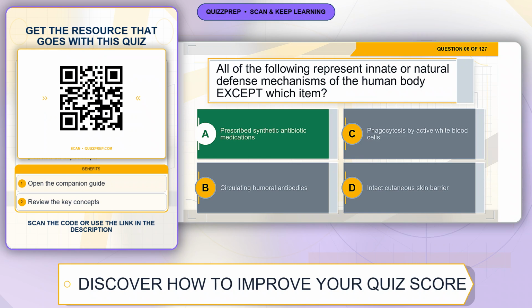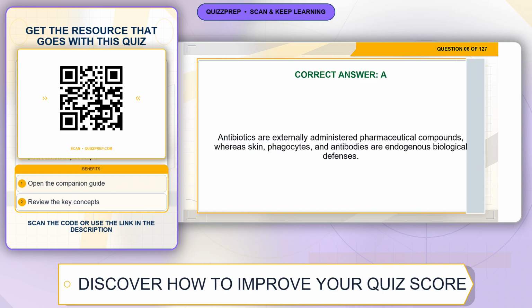The correct answer is option A. Prescribed synthetic antibiotic medications. Explanation. Antibiotics are externally administered pharmaceutical compounds, whereas skin, phagocytes, and antibodies are endogenous biological defenses.